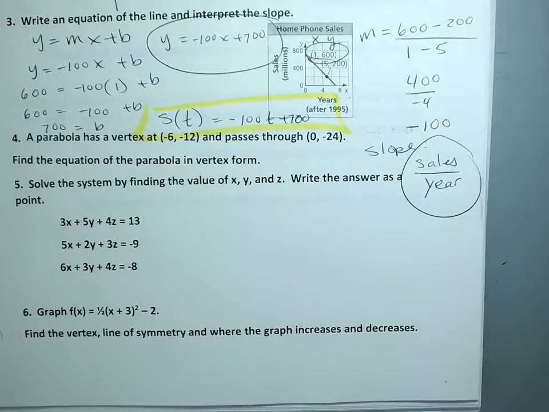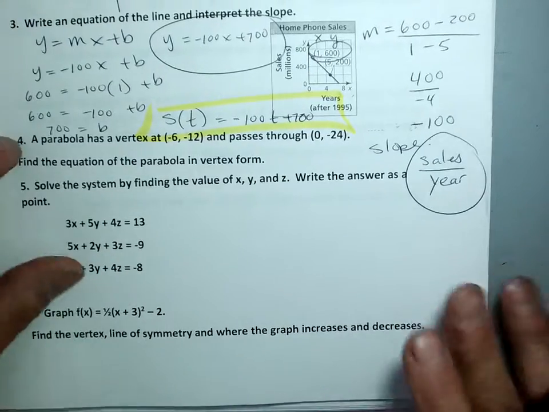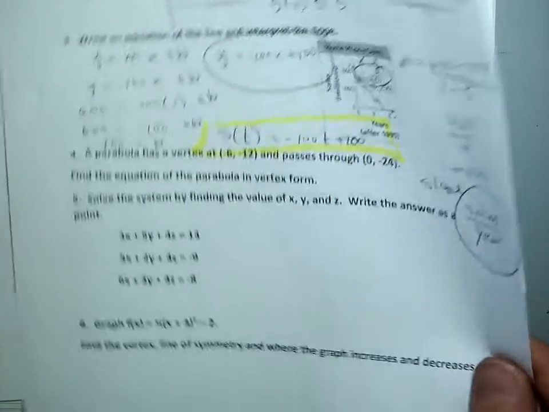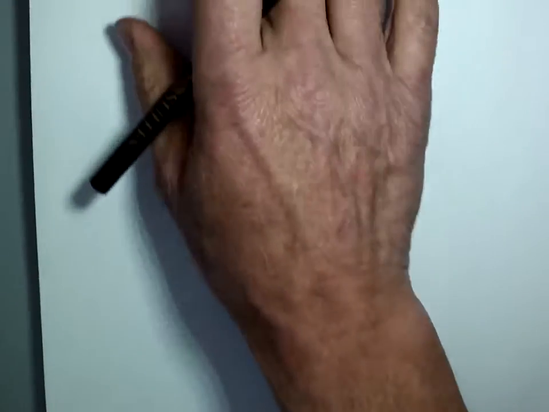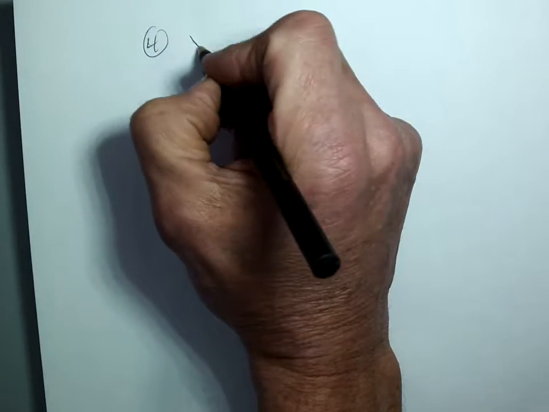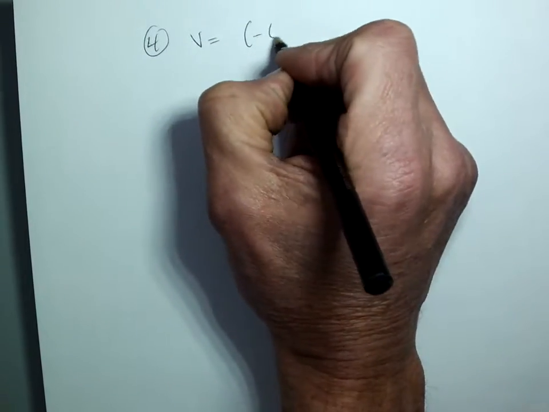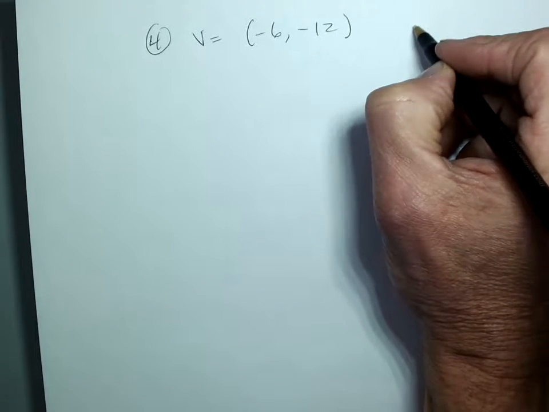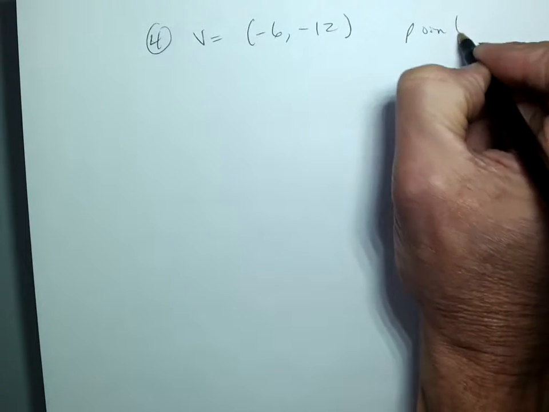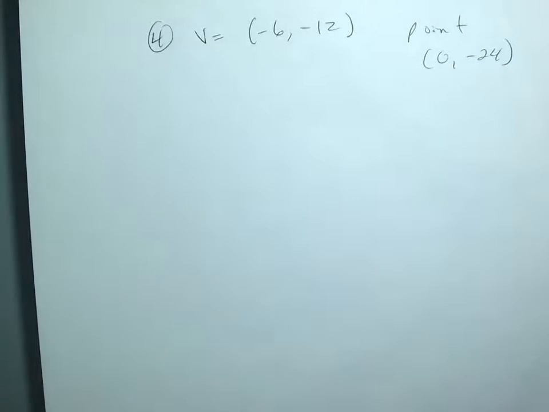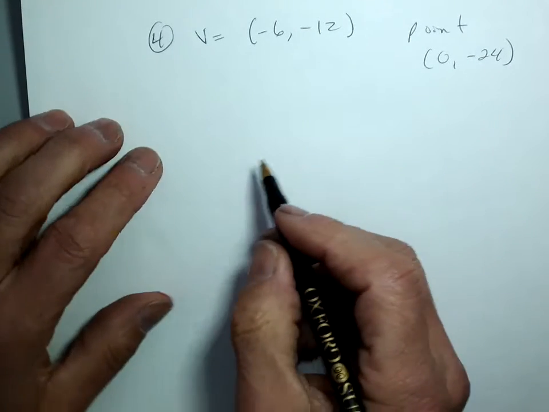All right, number 4. I'm going to need a piece of scratch paper because I'm never going to be able to put number 4 on this. It won't fit, so I'm going to whisk this away. Now let's do number 4 here, okay? All right, so a parabola has a vertex at negative 6, negative 12, and it's going to pass through the point 0, negative 24.